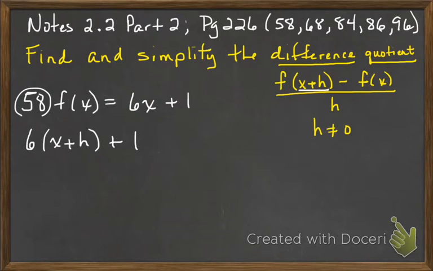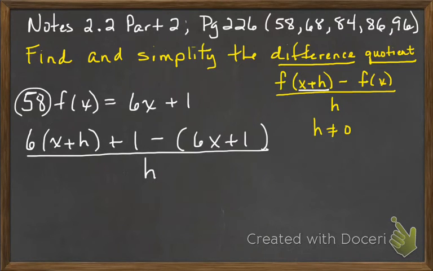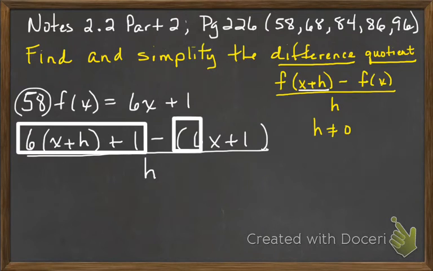Then the formula says minus f of x. So that means minus your function. You need to put that function in parentheses, and our function is equal to 6x plus 1. Then the formula says divide everything by h. Now, let me try to show you what I'm doing here. I'm going to box it up for you. The first part that I'm going to box up is the f of x plus h part. This is f of x plus h minus f of x divided by h.